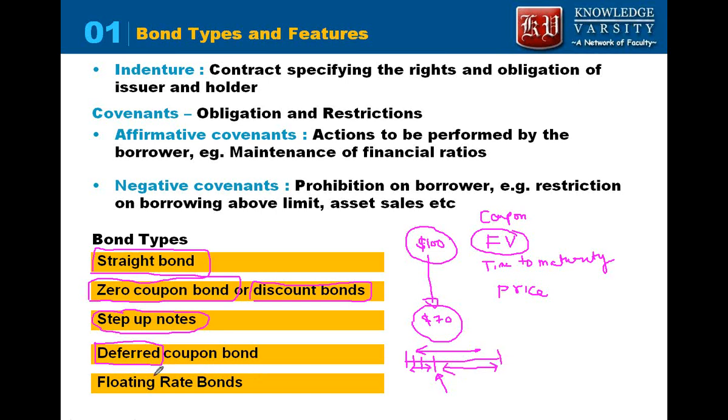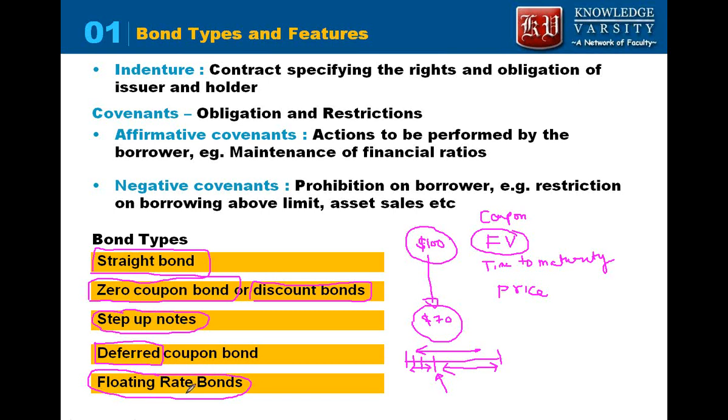Then there is a category of bonds which are floating rate bonds. Here, if you see, the straight bond had a fixed coupon. The coupon was not changing. The zero coupon bond did not have any coupon. The step up note used to increase the coupon at some point.